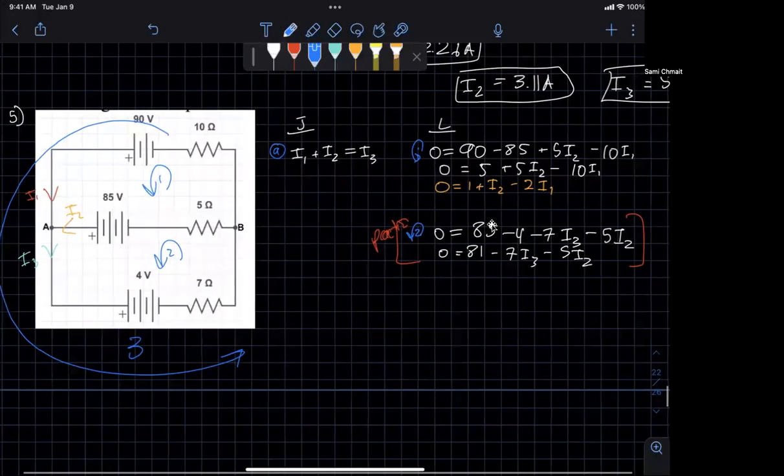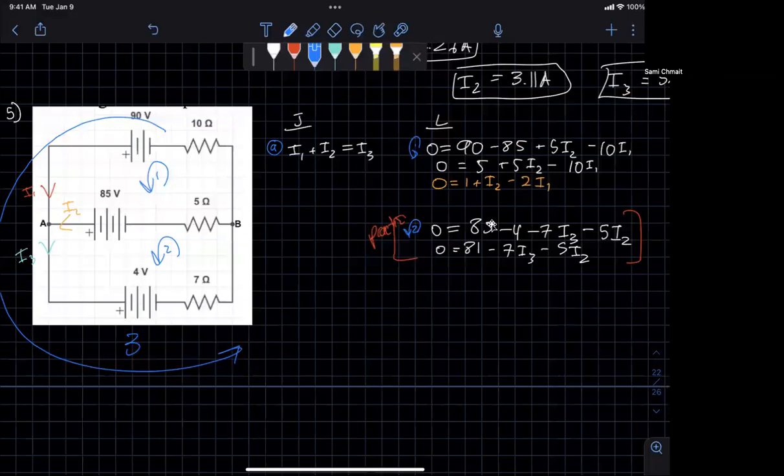Well, you would then need to solve in terms of I2, yeah. You could if you wanted to. And then this is loop 3. Who wants to lead loop 3?